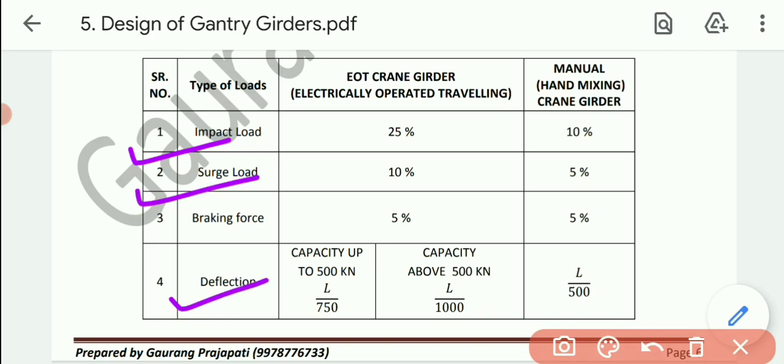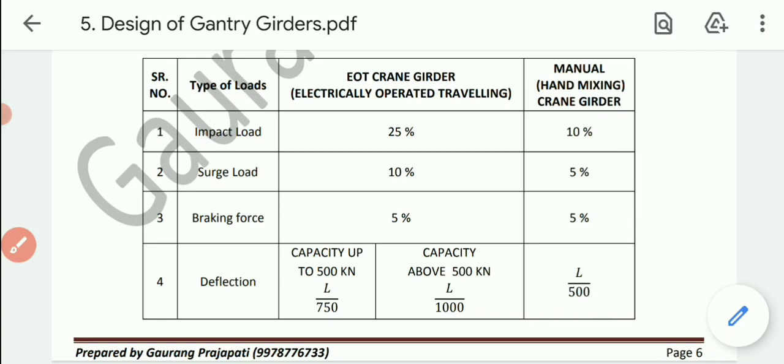Hope you have got the concept of the design of gantry girder. I have provided 4 videos of the gantry girder. First, EOT crane girder in 2 parts: the first video from step number 1 to 6, and then the remaining video from step number 7 to 12. And in manual crane girder also 2 videos are there: the first video from step number 1 to 6, and the second video from step number 7 to 12. Hope you have got all the concept with that.